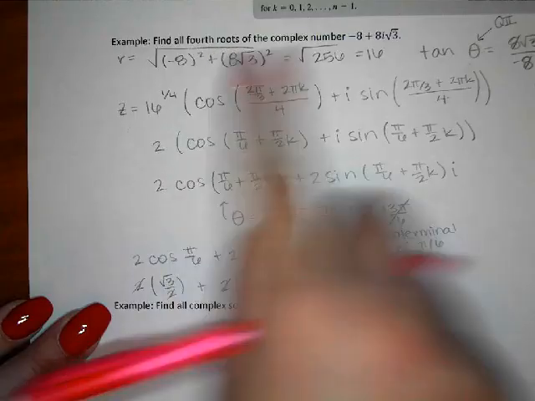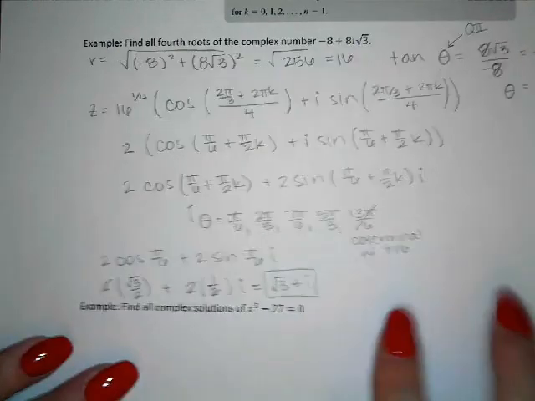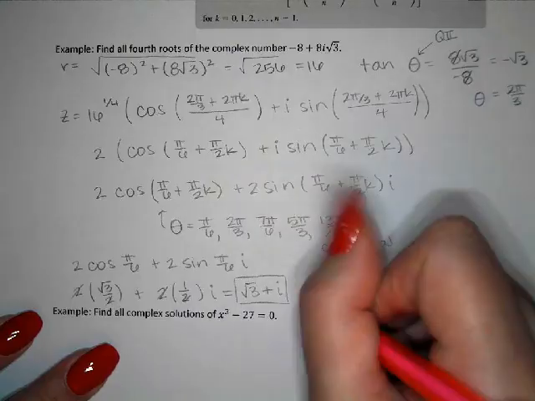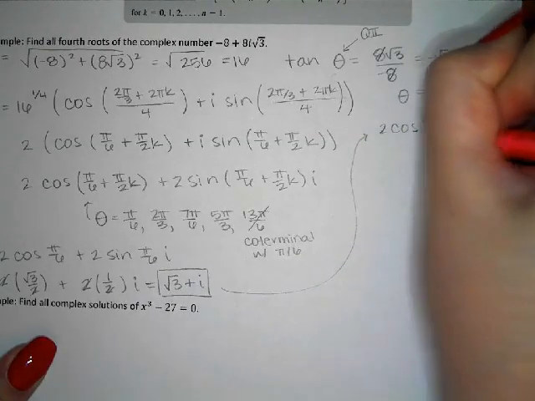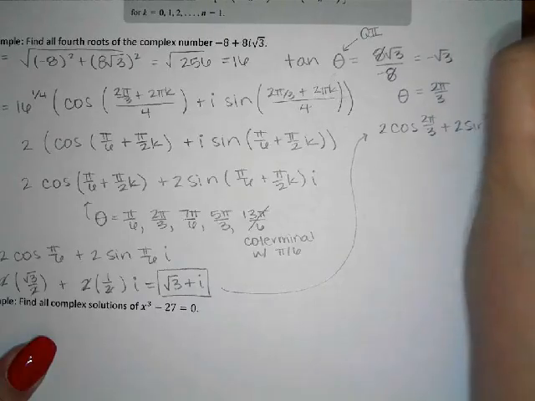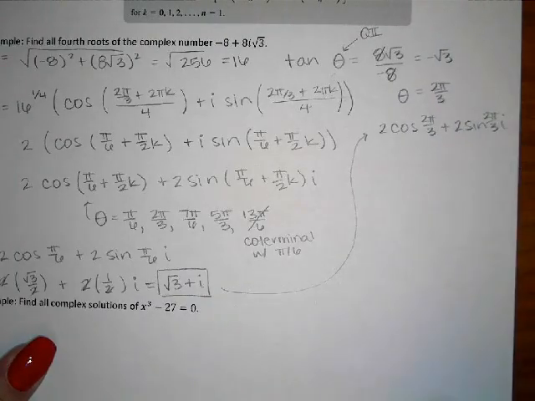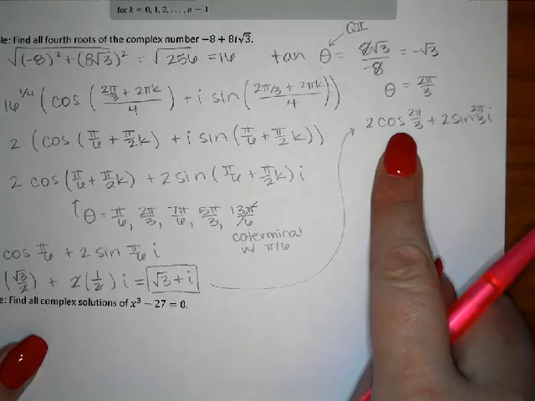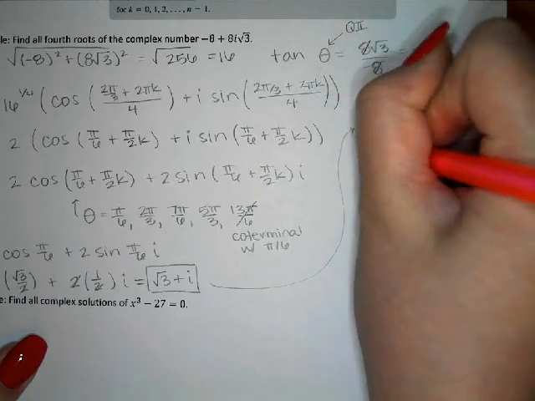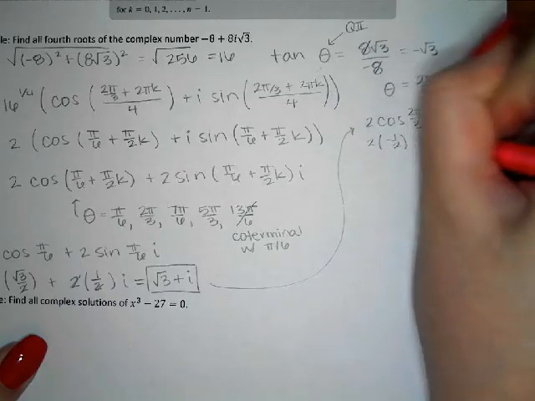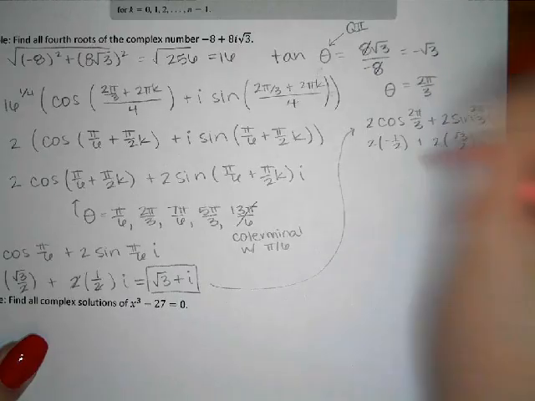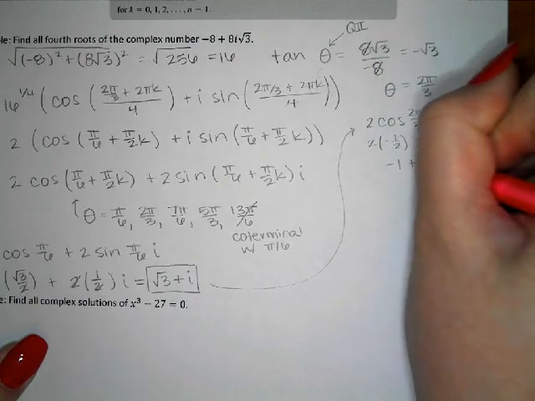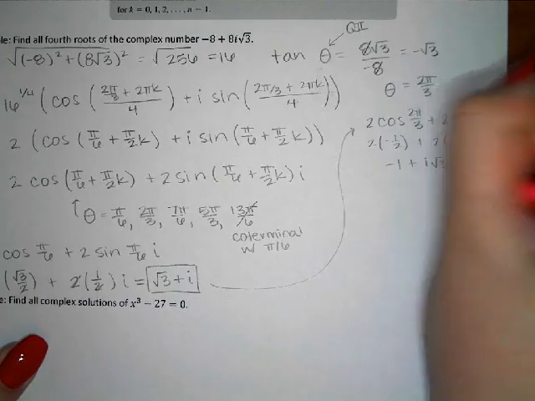My next fourth root, I'm going to go up here and show my work next. 2 cos 2 pi thirds plus 2 sine 2 pi thirds i. So cos of 2 pi thirds is negative 1/2. Sine of 2 pi thirds is root 3 over 2. So we have negative 1 plus i root 3. There's my second complex number.